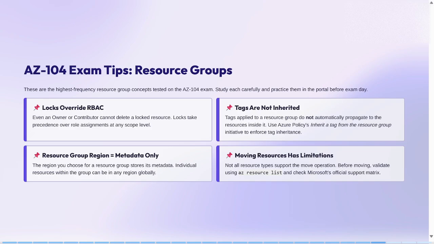And the third thing is resource group region. It is only metadata. Resource group location does not determine resource location. When creating a resource group, Azure asks you to select the region. That region stores resource group metadata. It does not restrict where resources can be deployed. So the resource group can be East US, but virtual machines can be in West US or Central US, like that.